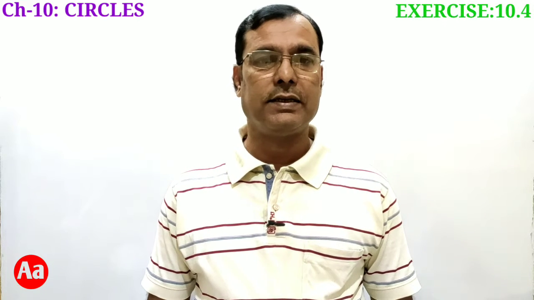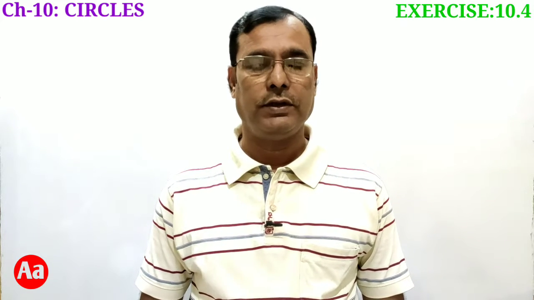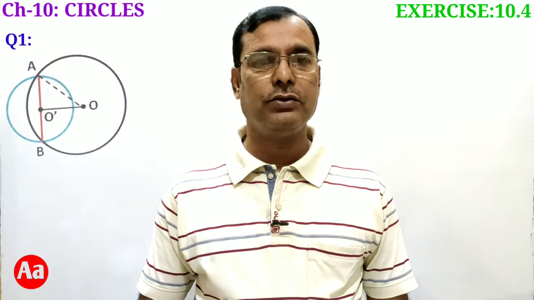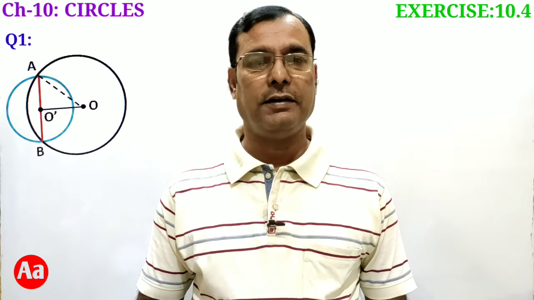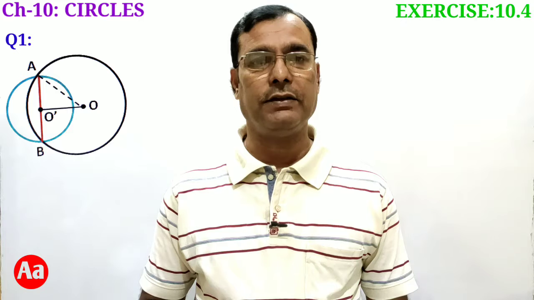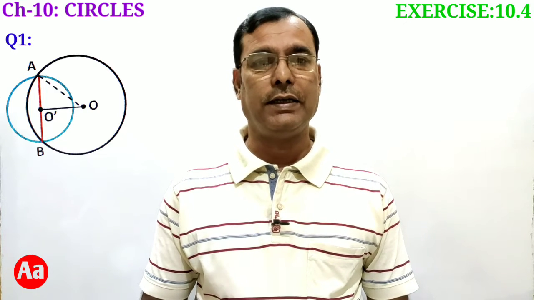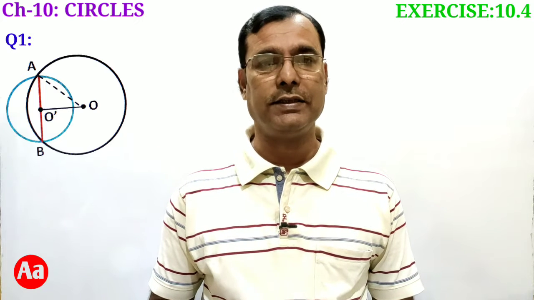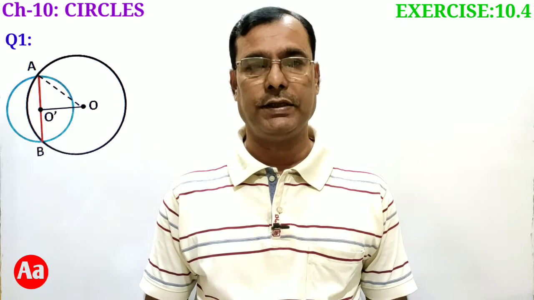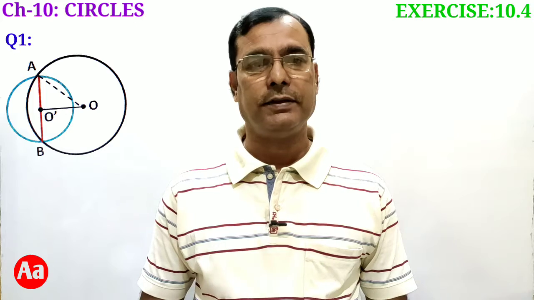Now let's start exercise 10.4. Question number 1: Two circles of radii 5 cm and 3 cm intersect at 2 points and the distance between their centers is 4 cm. Find the length of the common chord.